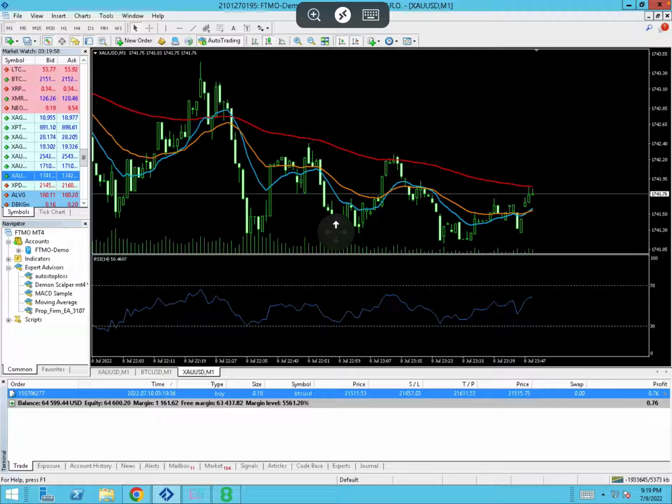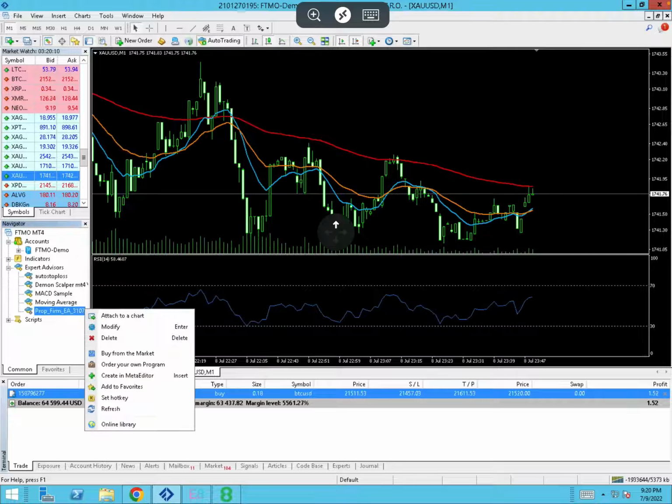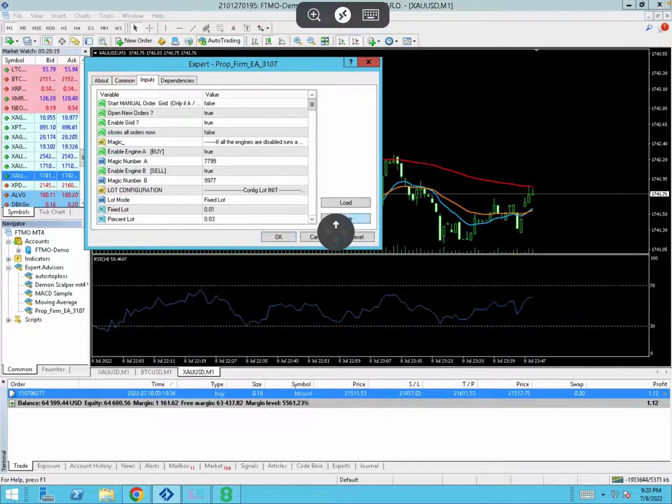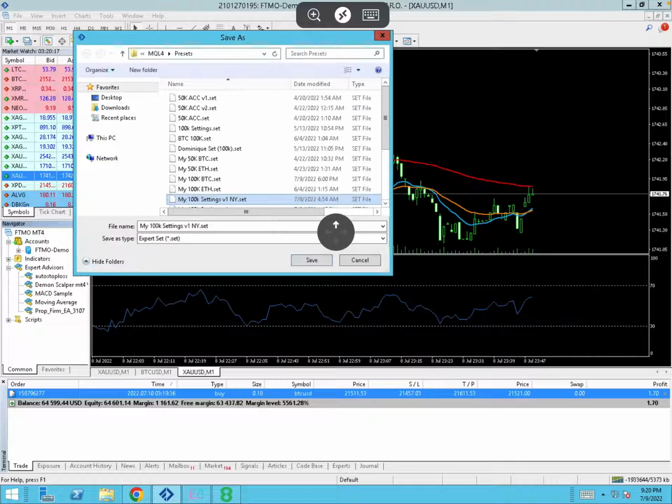So this is the time to just let your EA do its thing. Then you just put your EA on there like you normally would. And by the way, the whole time you're doing this, make sure your EA is on, attached to chart, and then load up your settings.